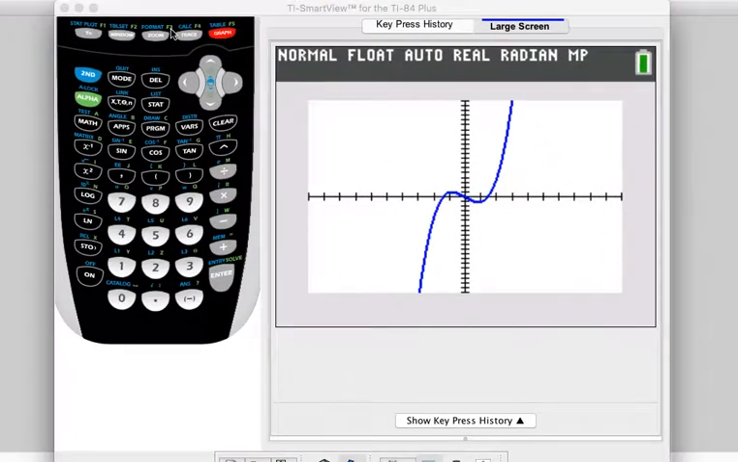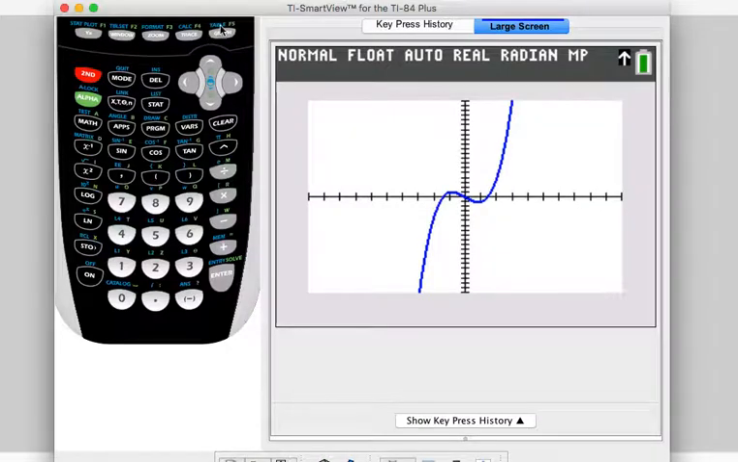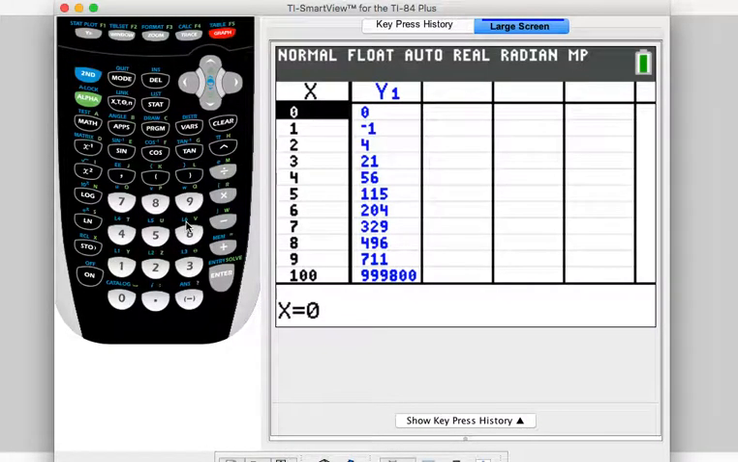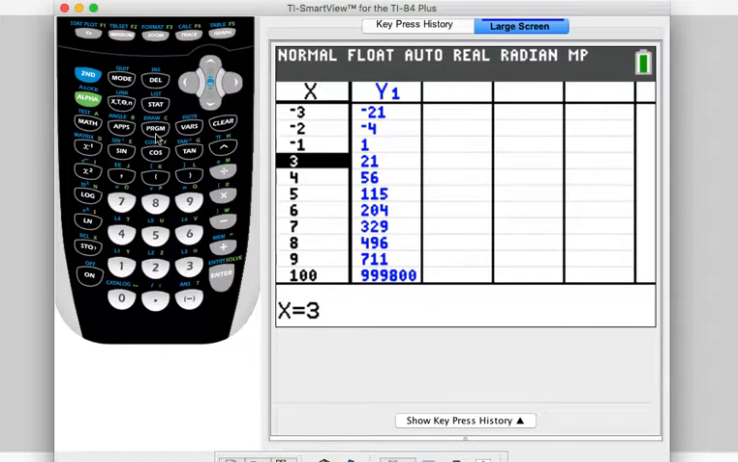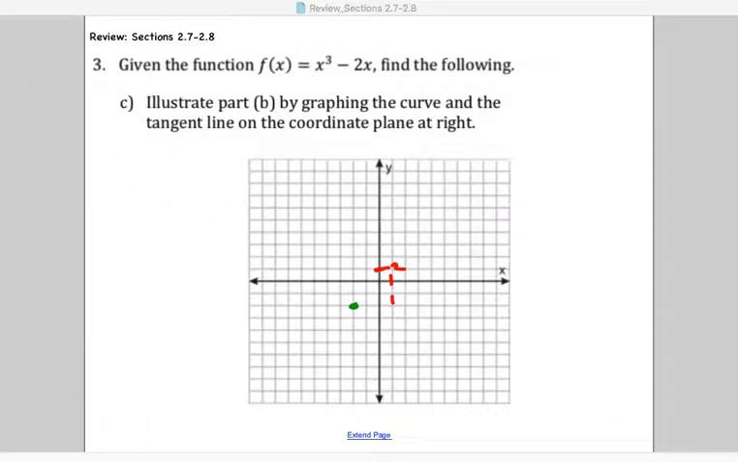And then I'm just going to go ahead and go to my table. So second table. I currently have it set to ask, so I'm going to plug in some negative numbers and some positive numbers. Let's go like negative 3, negative 2, negative 1. So I'm going to plot these. Negative 3, negative 21 won't fit on there, but I got negative 2, negative 4. Then we had negative 1, 1, so it's right there.